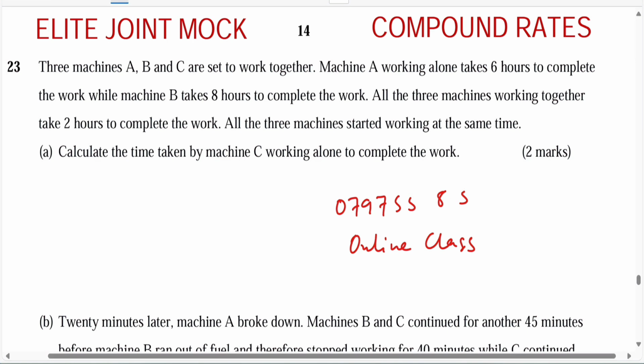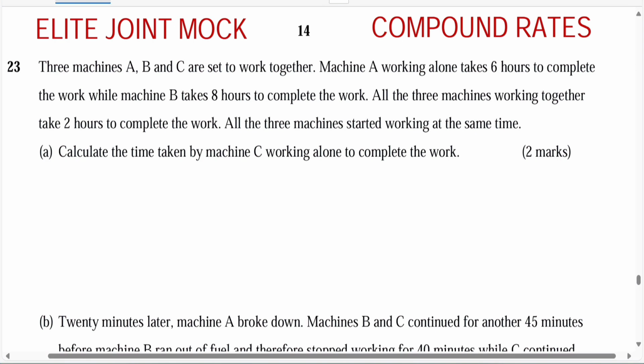So let's continue. Three machines A, B, and C are said to work together. Machine A working alone takes 6 hours to complete the work, while machine B takes 8 hours to complete the work. All the three machines working together take 2 hours to complete the work. All the three machines started working at the same time. Calculate the time taken by machine C working alone to complete the work.